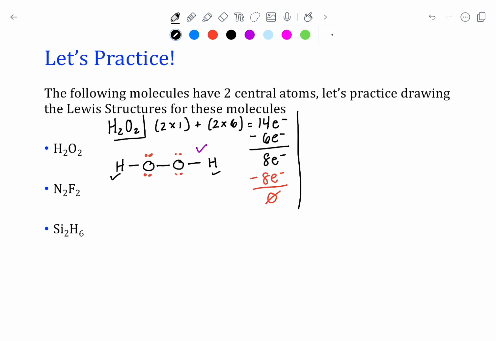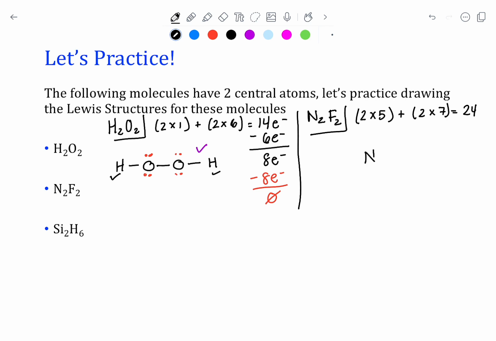Our next example is N2F2. Okay, the 2 nitrogens are going to be our central atoms. I have 2 nitrogens that each contribute 5 valence electrons, and I have 2 fluorines that each contribute 7. So in total I have 24 electrons.